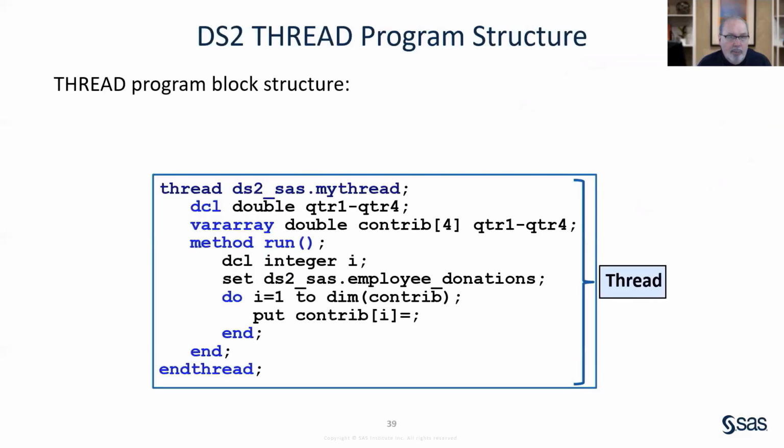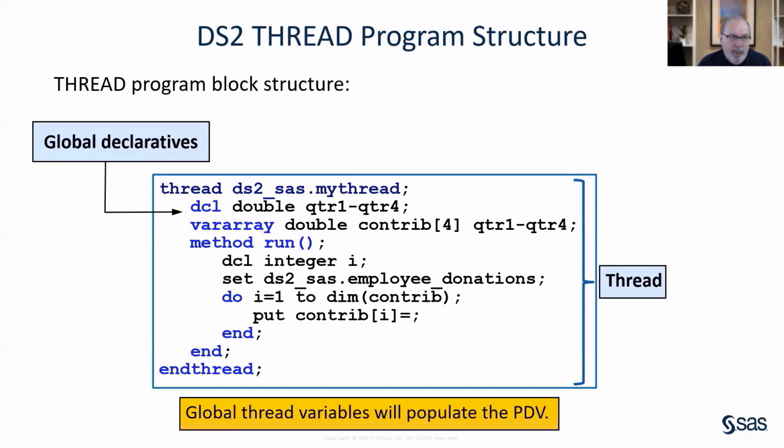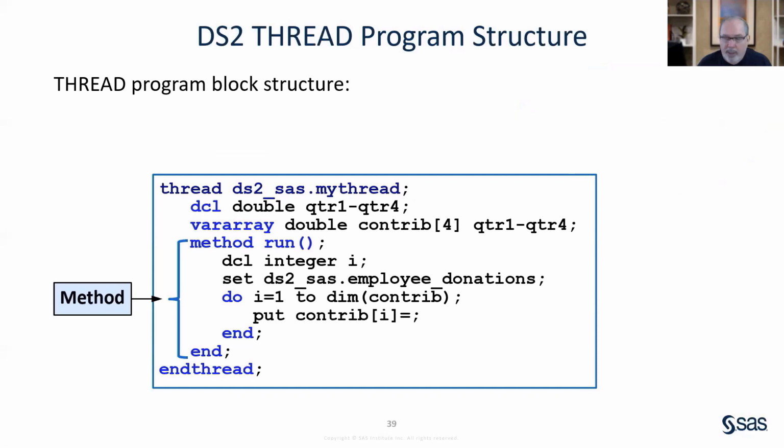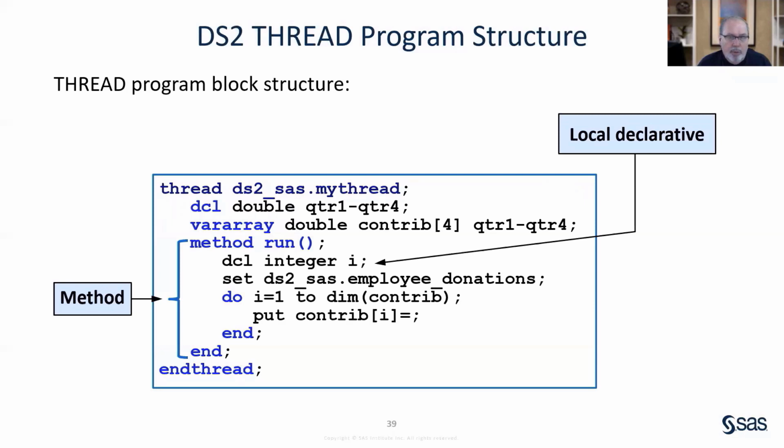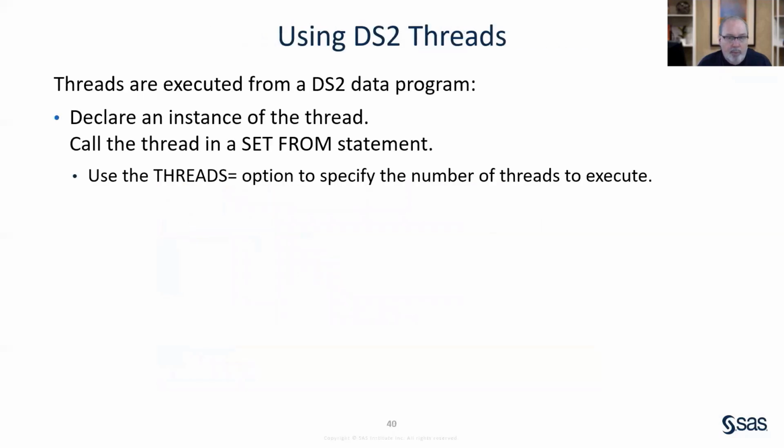So this is what a thread program looks like. It begins with a thread statement, and it ends with an end thread statement. It contains global declaratives, and like a data program, any variables declared globally here will appear in the program data vector and in the result set produced. It can include system methods or user-defined methods internally. You can have local declarative statements for locally declared variables, private to that particular method. So very, very much like a data program.